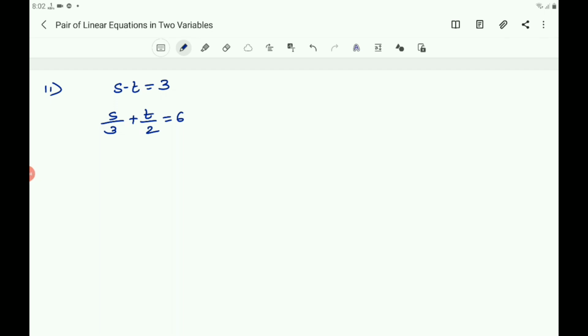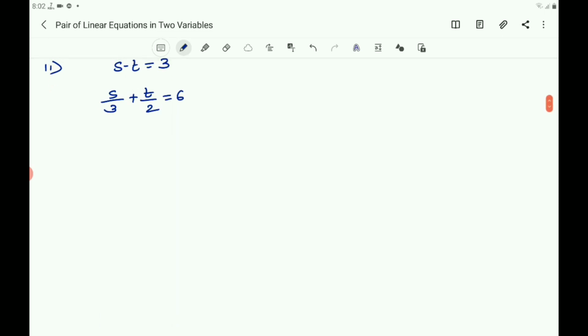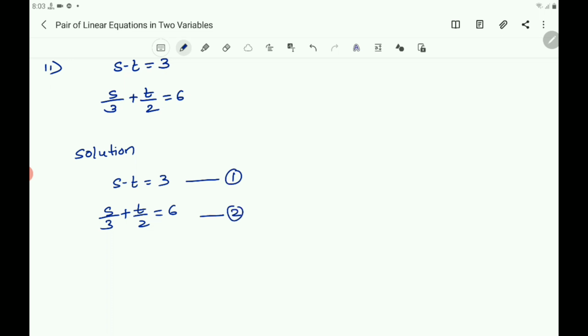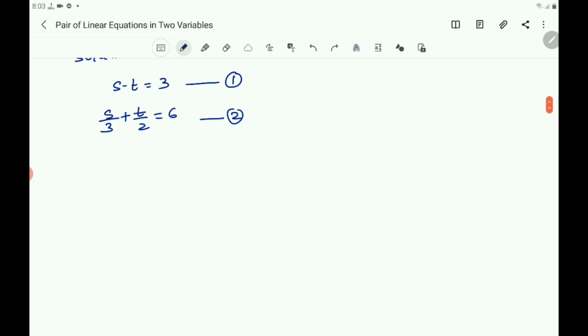Now you take the second one. s minus t equals 3, s by 3 plus t by 2 equals 6. Once again, it is better to take one equation first. So you write, solution. s minus t equals 3, s by 3 plus t by 2 equals 6. Consider this the first equation and this the second equation. Now for the first step, it is better to take the first equation. So you consider s minus t equals 3.